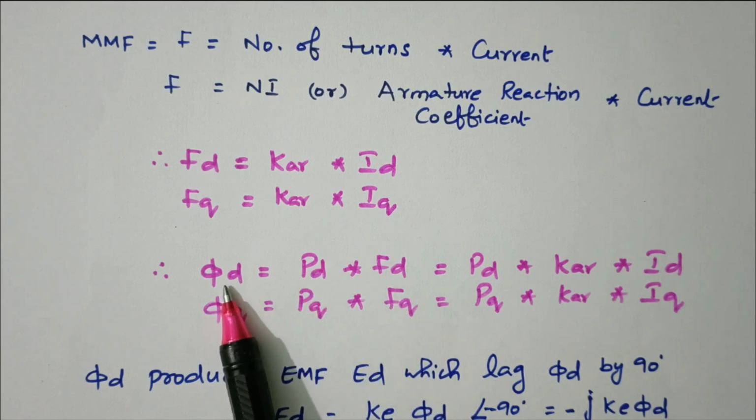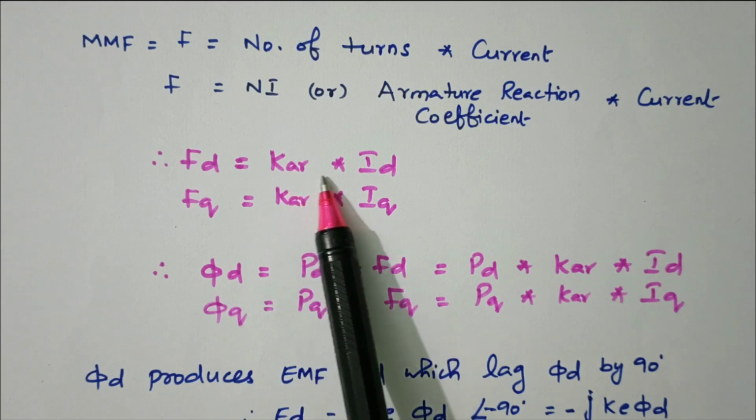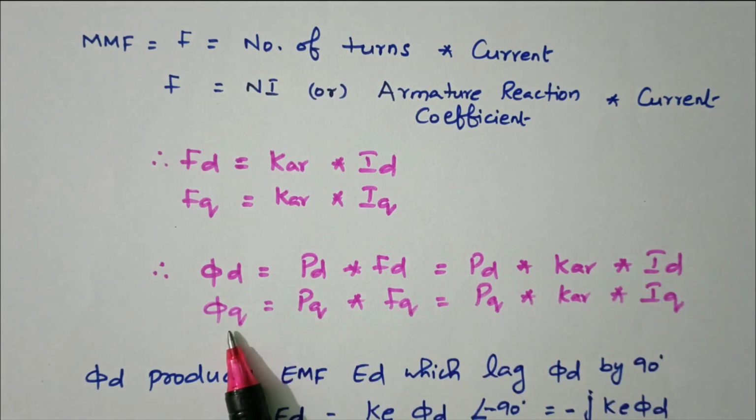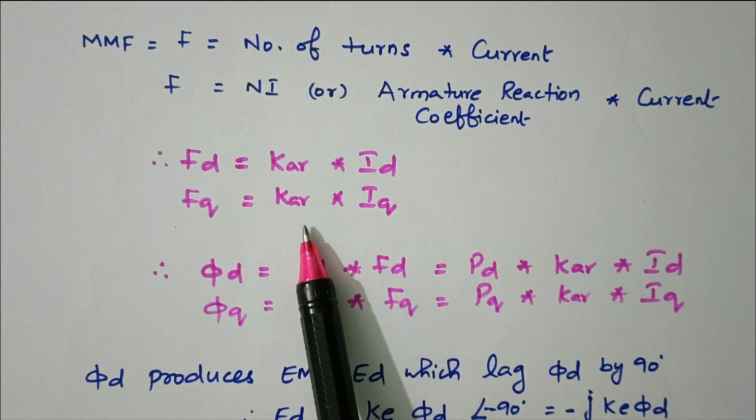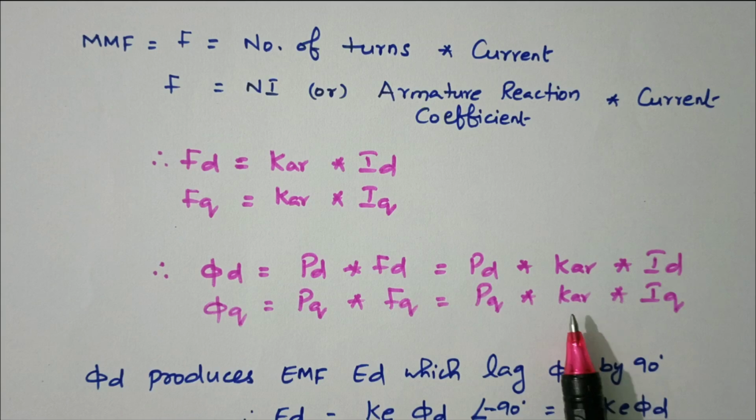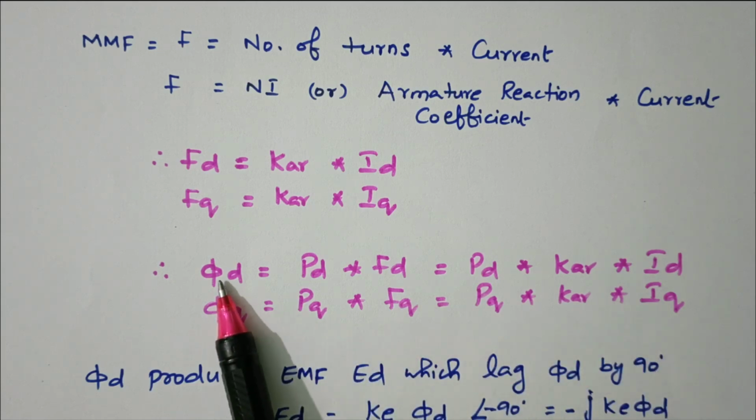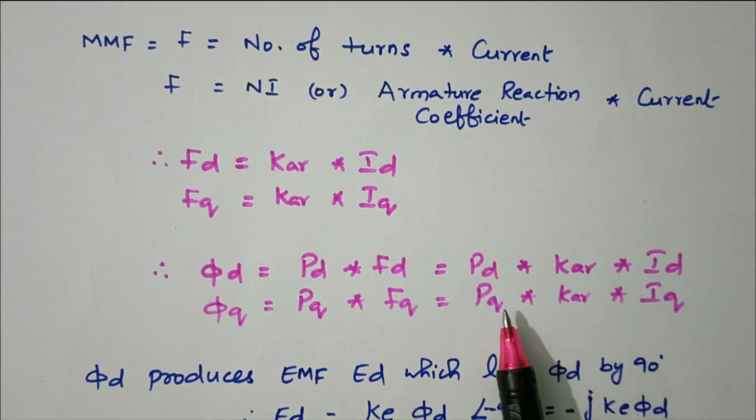So finally we can write phi d equals Pd into Fd, and Fd we can replace by Kar into Id. Similarly, phi q equals Pq into Fq, and Fq can be replaced by Kar into Iq. So finally we got the expressions for phi d and phi q in terms of armature reaction coefficient, current and permeance.